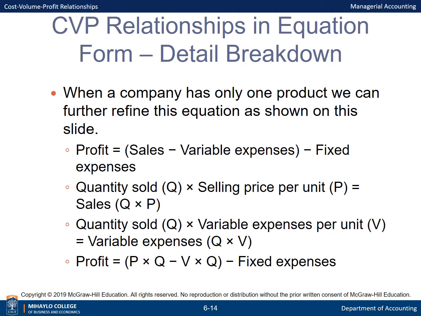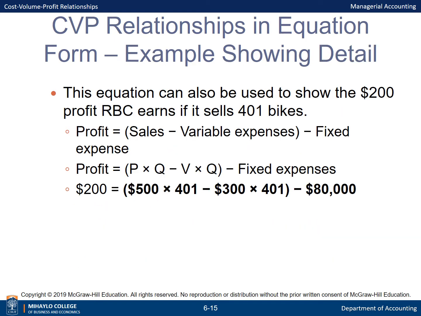When a company has only one product, we can further refine the equation as shown on this slide. Both the selling price per unit and the variable expenses per unit can be multiplied by the quantity sold before subtracting fixed expenses. This equation can also be used to show the $200 profit RBC earns if it sells 401 bikes.